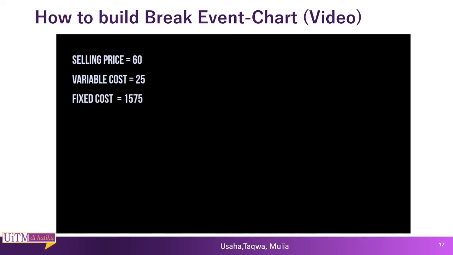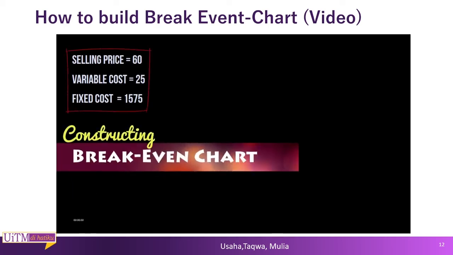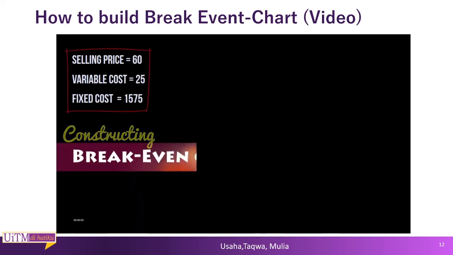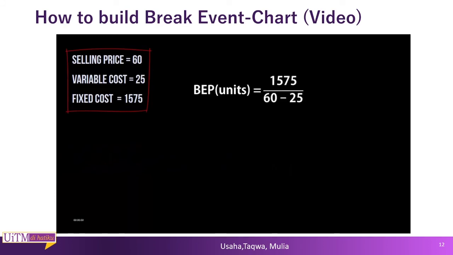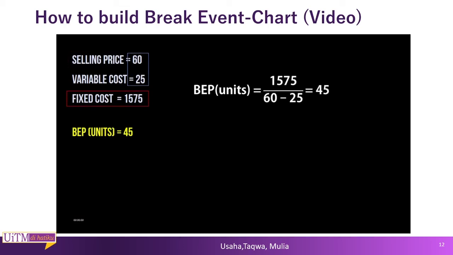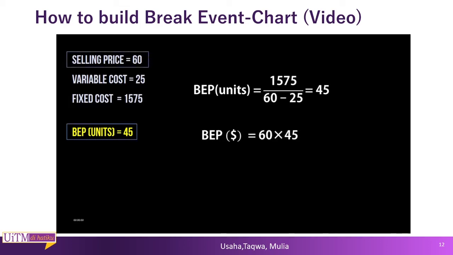Let us watch this video on how to build a break-even chart. Welcome. In this video, I'll be constructing a break-even chart using the given information. First, we find the break-even point in units by dividing the fixed cost by the contribution margin, and that gives 45. The break-even point in dollars can now be found by calculating total revenue at break-even, and that gives 2,700.